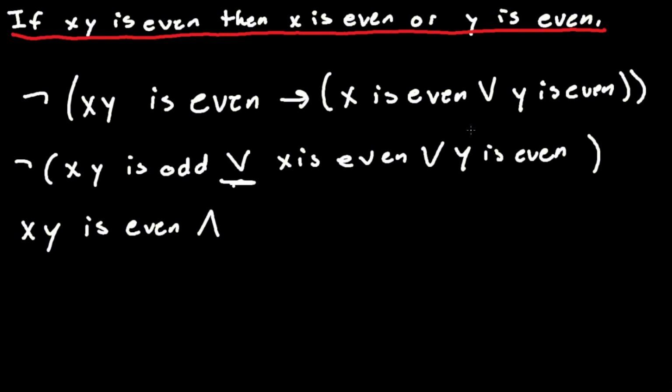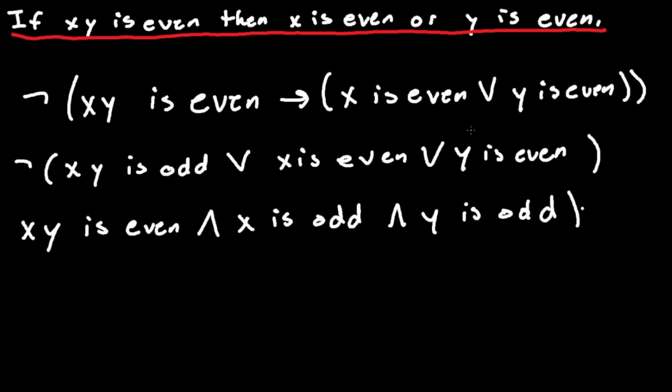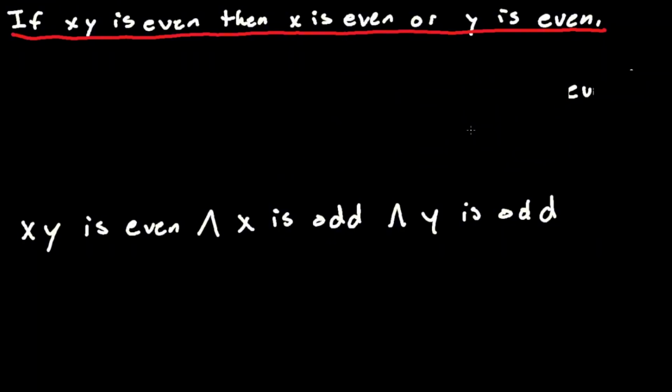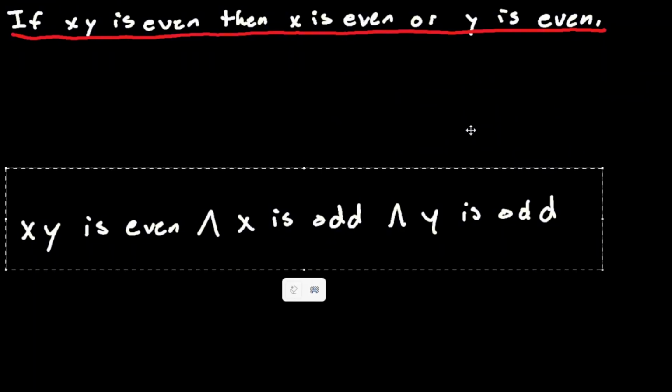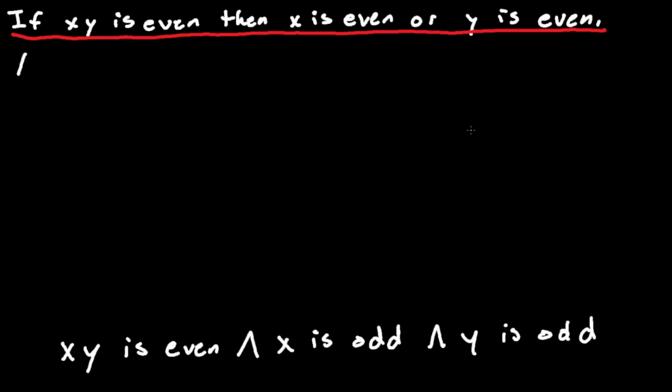When you use De Morgan's theorem, you need to flip the OR operators into AND operators. So x is odd here, and x is odd, and y is odd. Okay? So this right here means xy is odd, or rather x is even, and x is odd, and y is odd. This is our assumption for the proof by contradiction. So let's write down the assumption at the beginning of our proof.